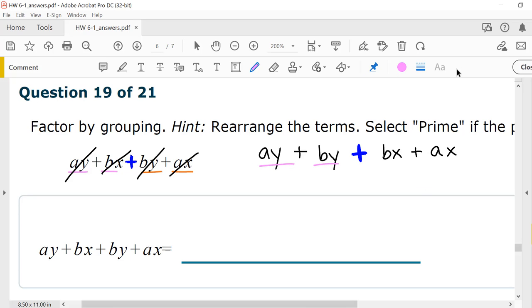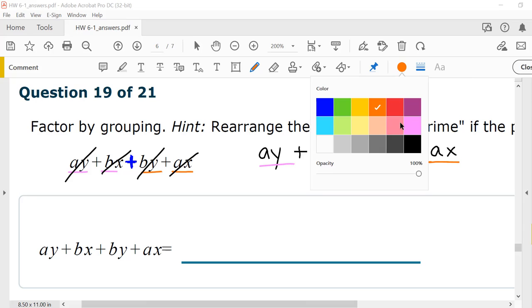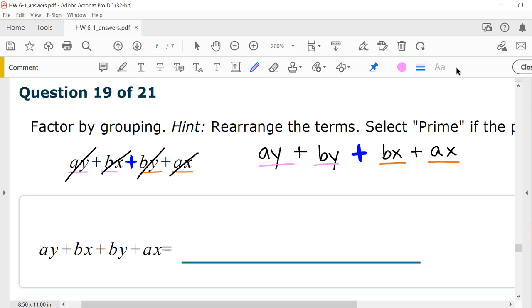What do the two pink terms have in common? What do the 2 orange terms have in common? For the pink, my GCF is now Y. If I factor a Y out, I'm left with A plus B.